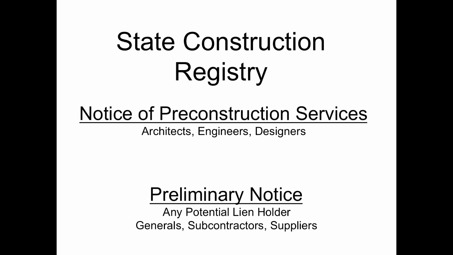The two most common file types are Notice of Pre-Construction Services and Preliminary Notice. A Notice of Pre-Construction Service is intended for architects, engineers, and designers who begin working on a project before construction begins. A Preliminary Notice is intended for any potential lien holder, such as general contractors, subcontractors, or suppliers.